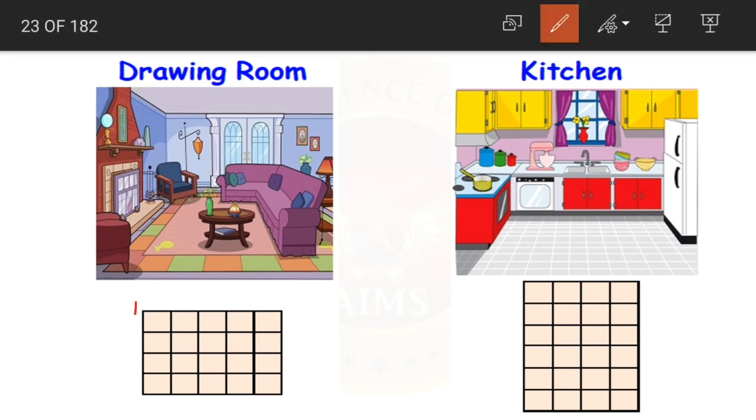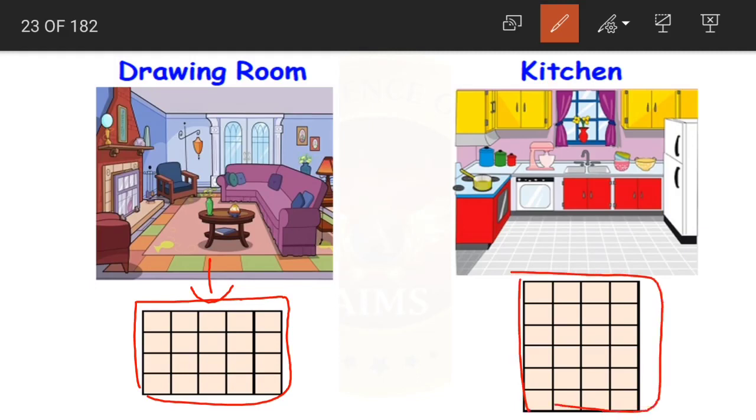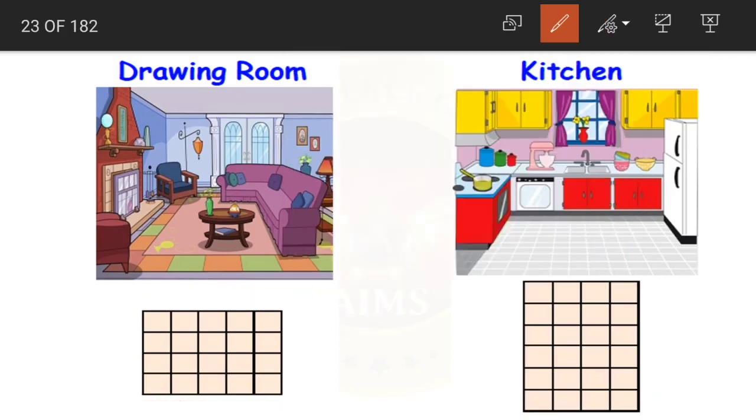Now this is the representation of the floor of the drawing room, and this is the representation of the floor in the kitchen room. First we need to count the number of tiles. How many tiles are there? That is the number of squares. 1, 2, 3, 4, 5. In total we are having 20 tiles.